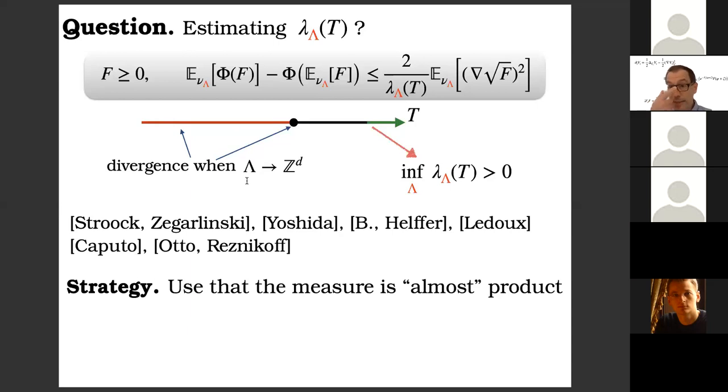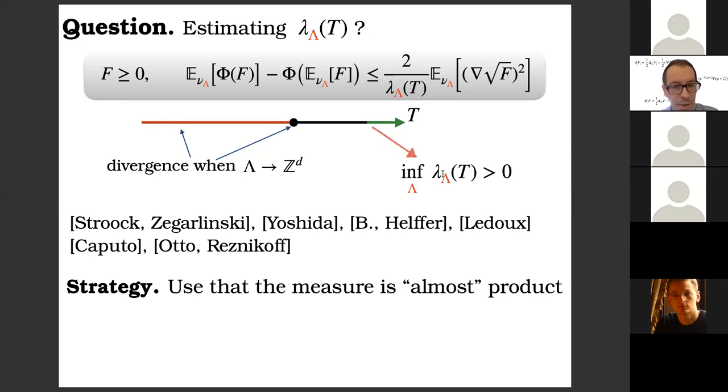What is known instead is that when the temperature is high enough, one can control the Log-Sobolev constant uniformly with respect to the size of the domain. So the system essentially is at equilibrium. There's no phase transition, correlation decays fast enough, and as a consequence, as the system is well behaved, the Log-Sobolev constant is well behaved, and the dynamics is well behaved.